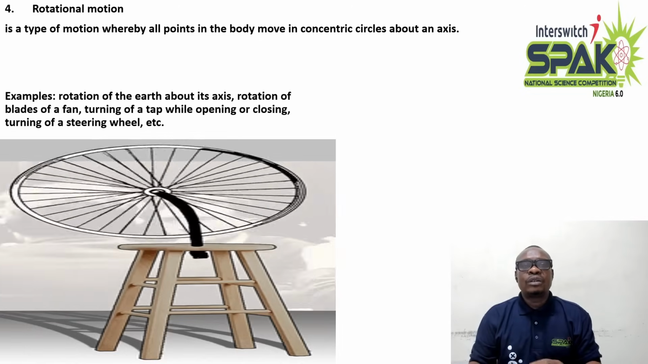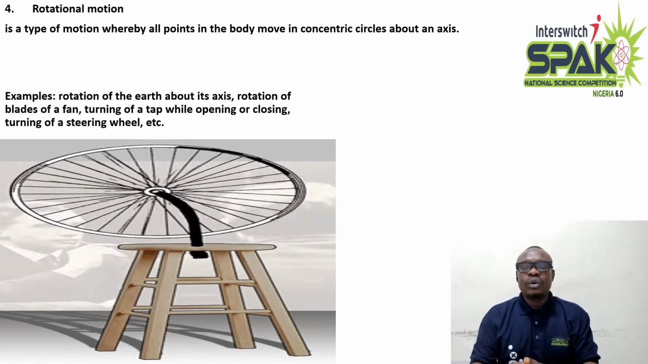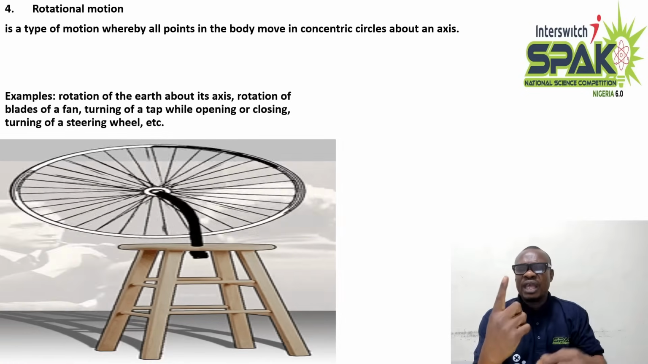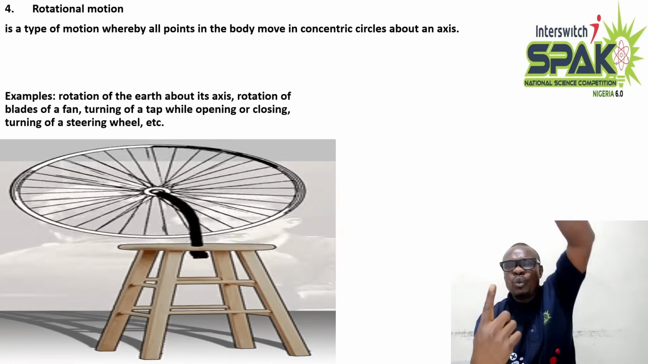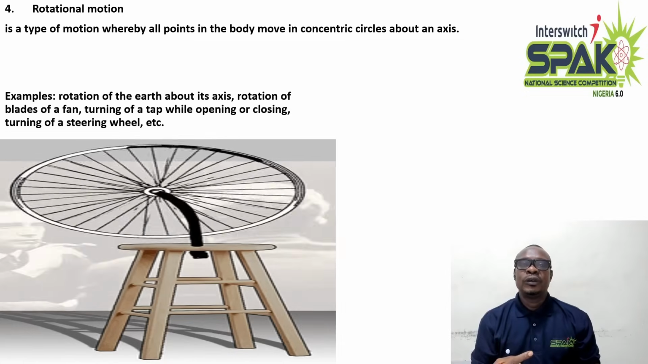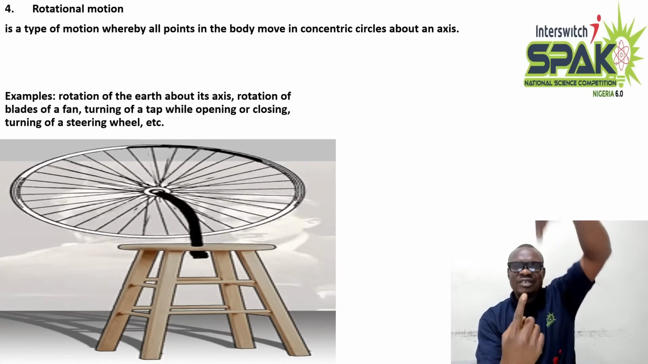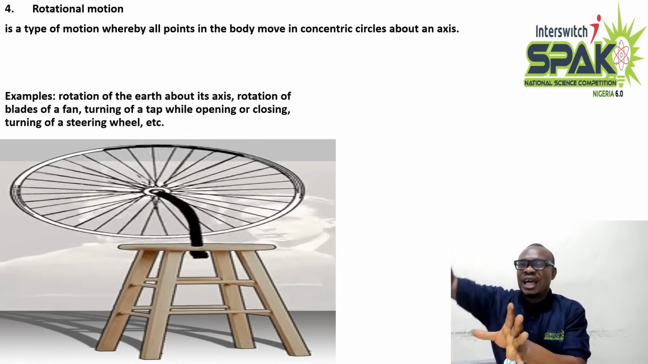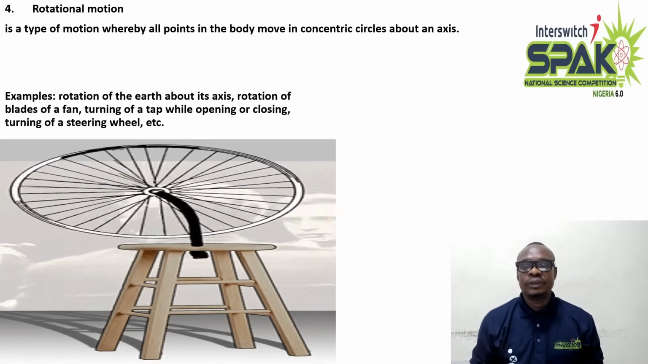But when you talk about rotational, the body goes round like the earth. It goes round, but its axis is within its body. Rotational, the axis is within its body. But for circular, the axis is outside its body.